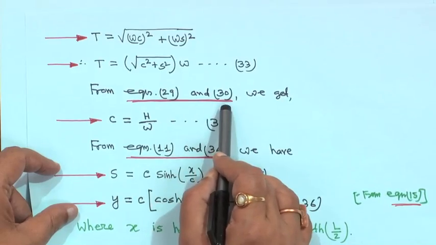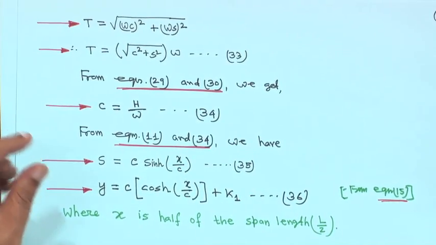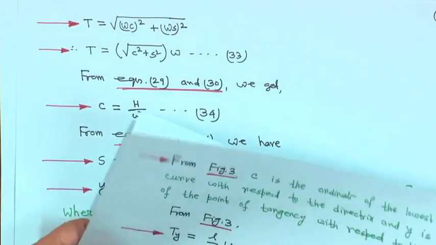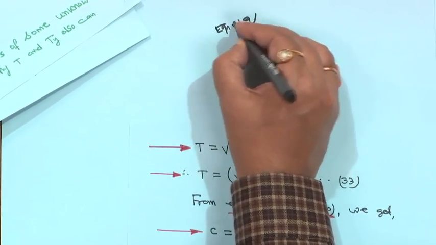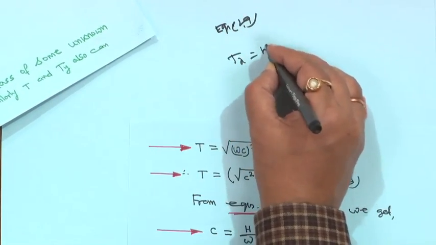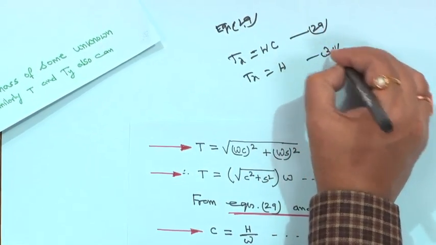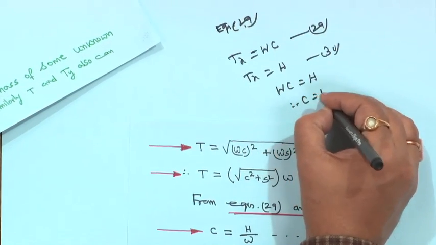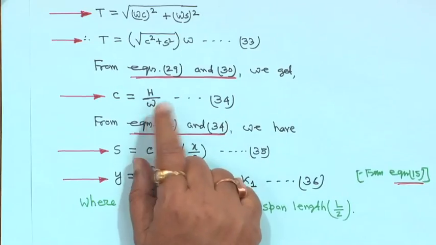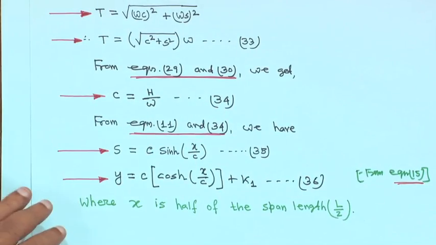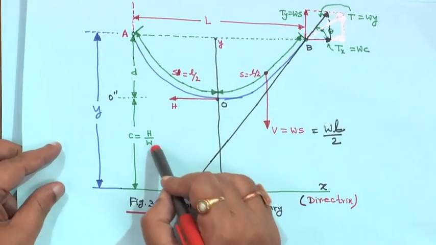Now, from equations 29 and 30, you will get that C is equal to H by W. So, if you go back to equation 29, T x is equal to W into C, and 30 actually T x is equal to H. That means W C is equal to H, that means C is equal to H by W. That is why in this figure, C is written as H by W.